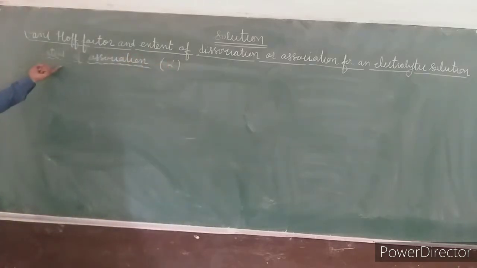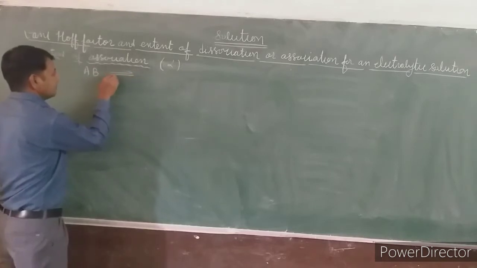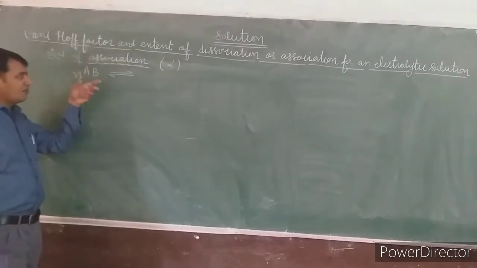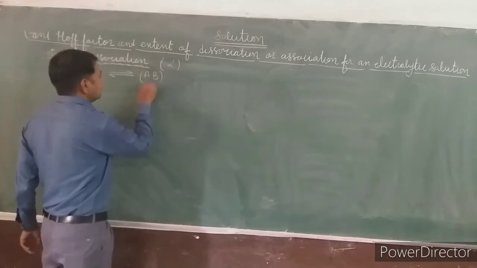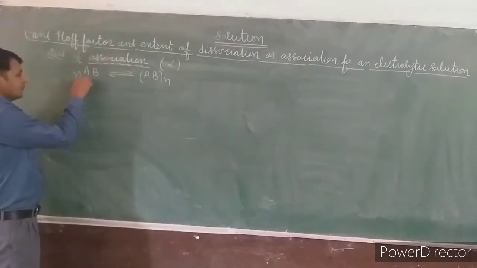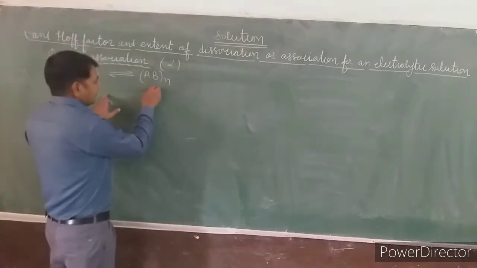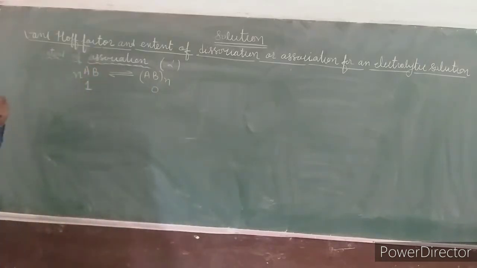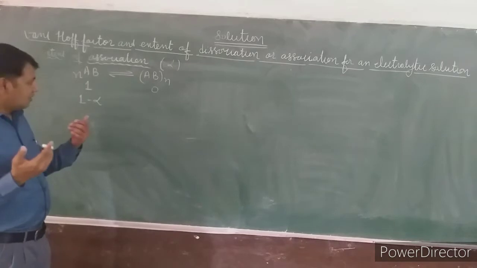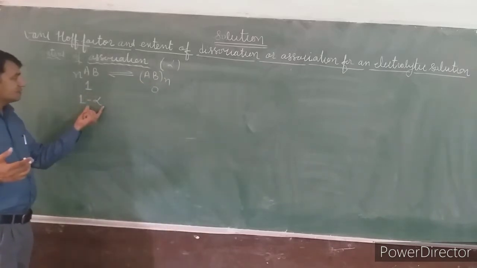To understand the concept of extent of association, again, we will follow the same process. Suppose the number of moles of AB is n, meaning n molecules or n moles of AB combine and convert into a single molecule, like that AB n. So initially suppose we have 1 mole of AB, then in the beginning that will be 0 there. After some time, alpha parts of this AB coagulate and convert into a single molecule.